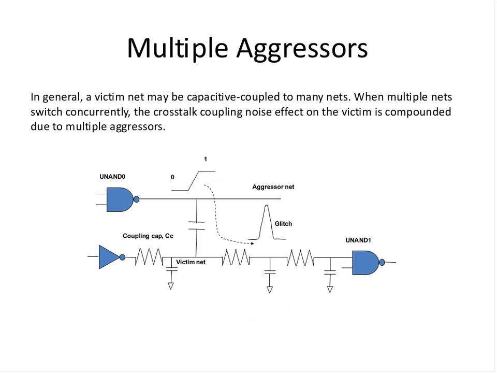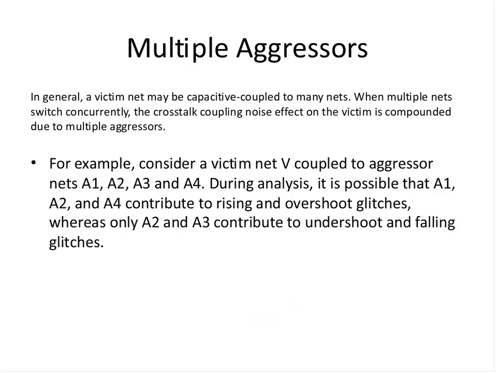Now there can be more than one aggressor because a net has a lot of surrounding nets, and it can even have 2, 3, 4, 5 aggressors. When multiple nets are switching concurrently, the effect is compounded due to multiple aggressors. This is the case where there is coupling cap, and here there is only a single aggressor.